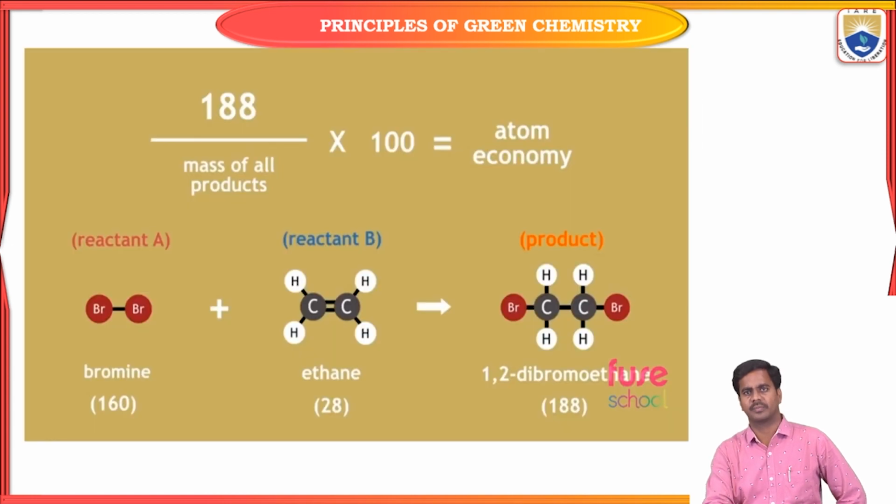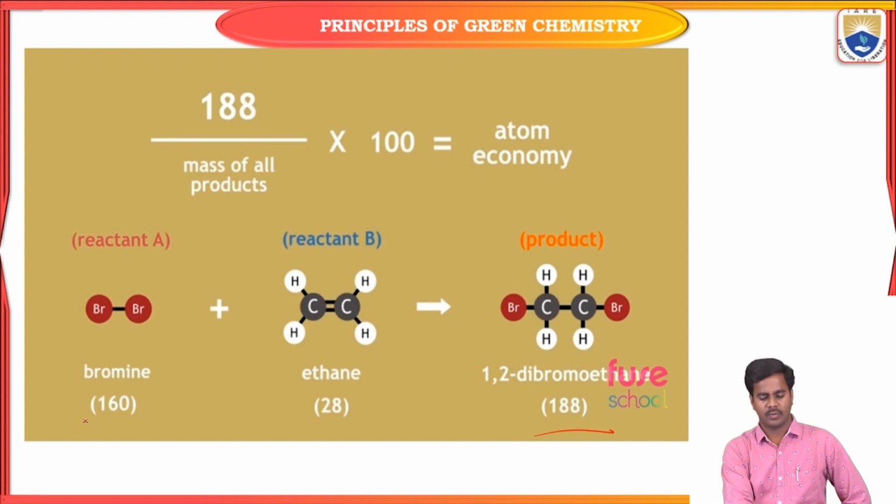Okay, look here. There are two reactants, reactant A and reactant B. Reactant A is bromine, which reacts with reactant B, that is ethane, to produce 1,2-dibromoethane.